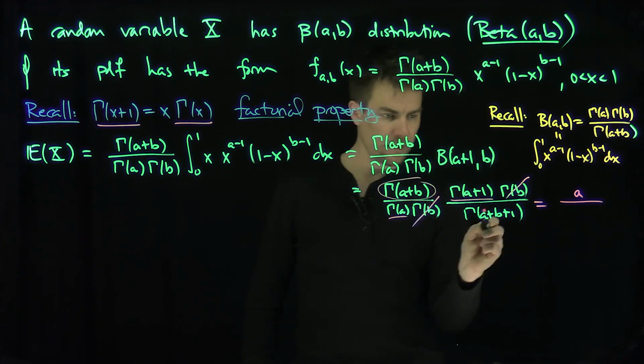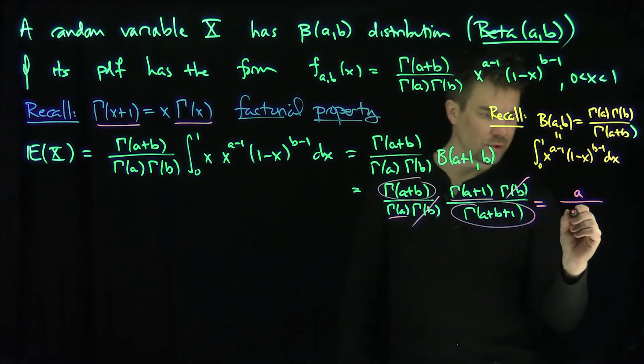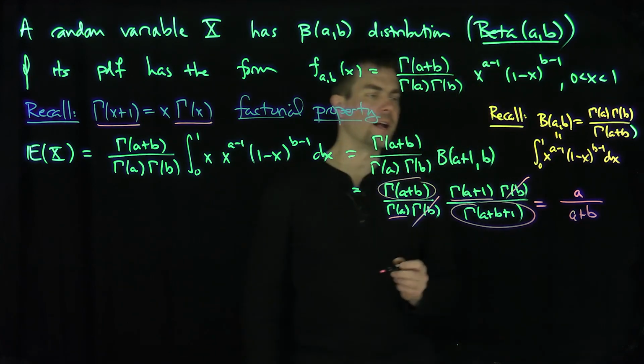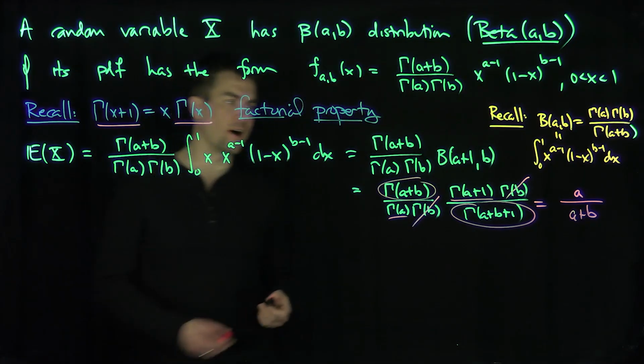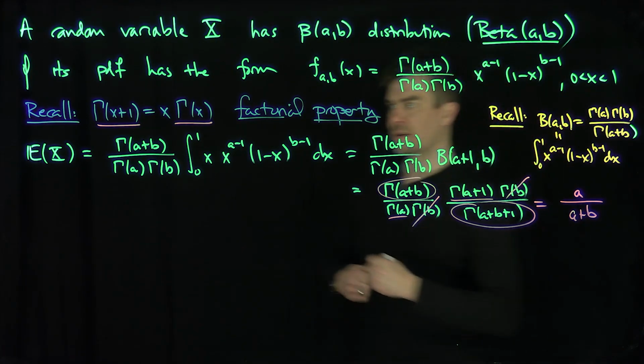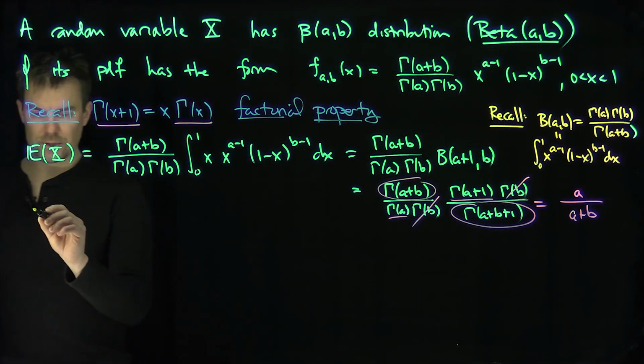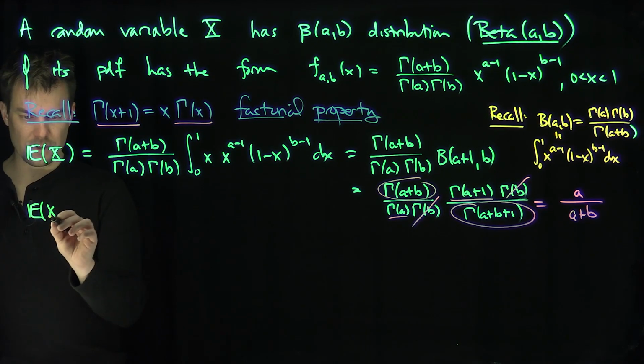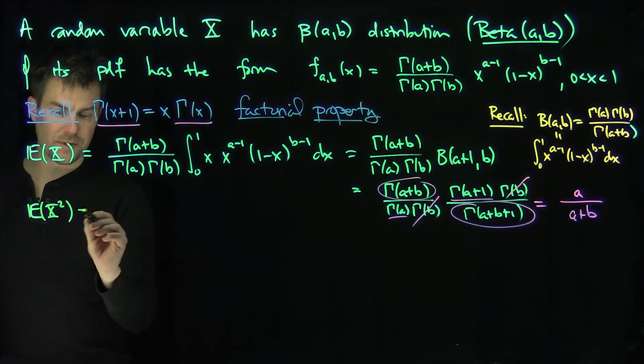So this ratio over here is going to turn into just an a plus b. And so a over a plus b is the expected value of a beta random variable. Let's find the variance. To find the variance, I need to find the second moment. So the expected value of x squared is going to help us find the second moment.